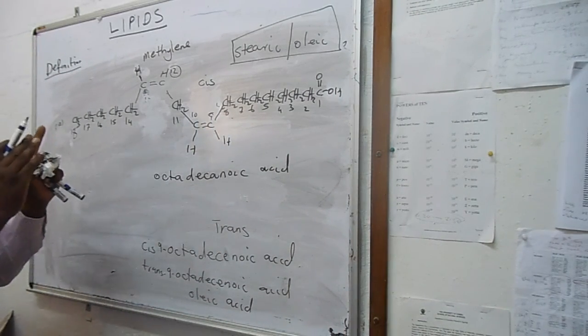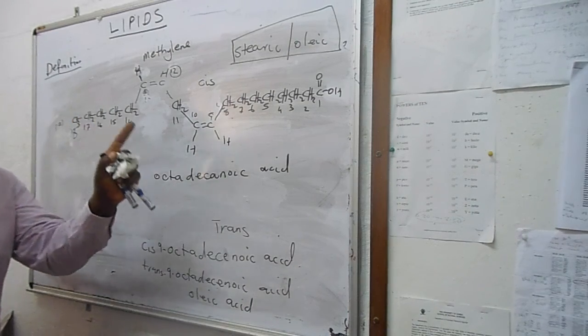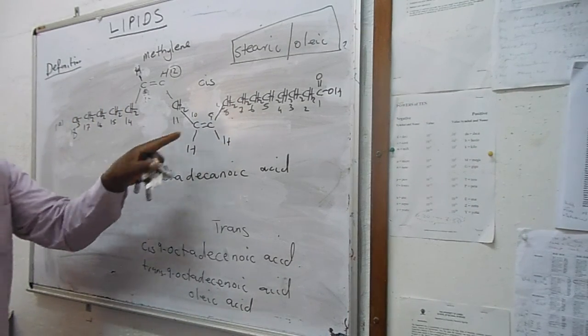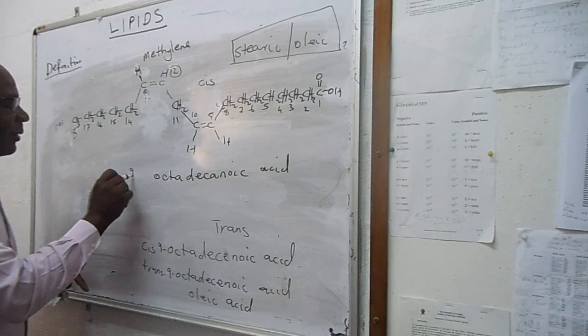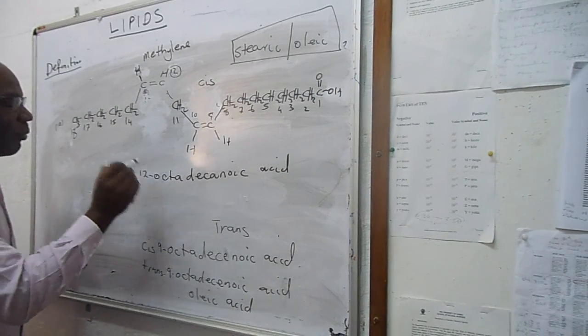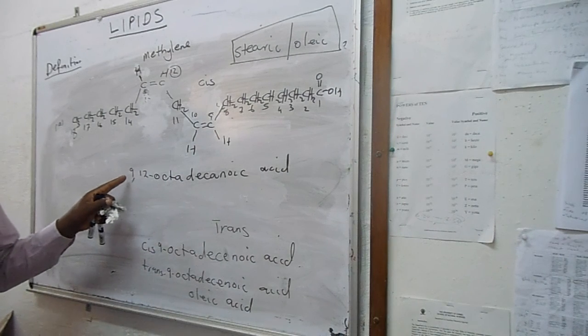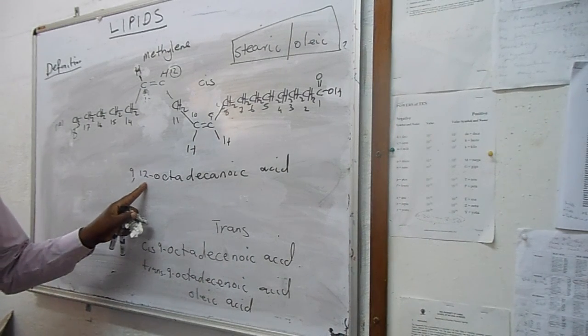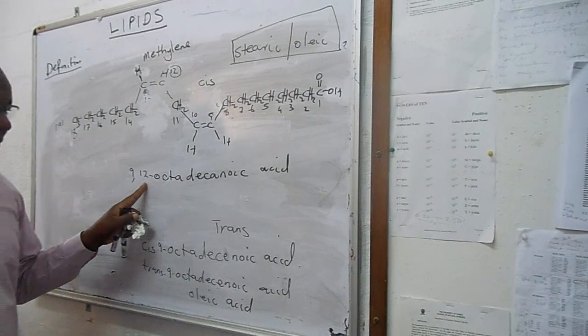Because it's not saturated, we need to identify the positions of the double bond. The double bond is at carbon number 9, but there's another one at carbon number 12. So we'll say at position number 9 and at position number 12, there's a double bond.